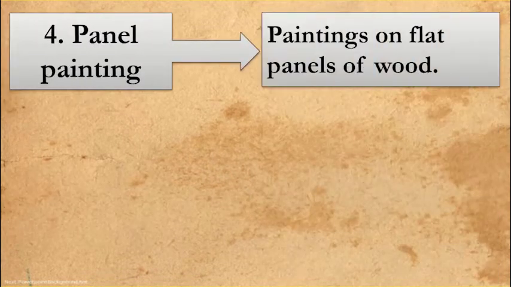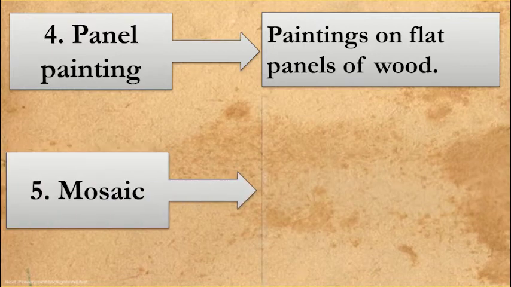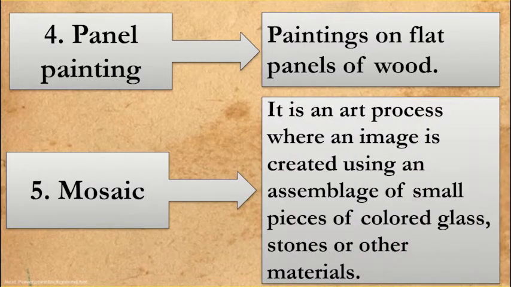4. Panel painting. Paintings on flat panels of wood. It can be either small, single-pieced, or panels joined together. And lastly, mosaic. It is an art process where an image is created using an assemblage of small pieces of colored glass, stones, or other materials.